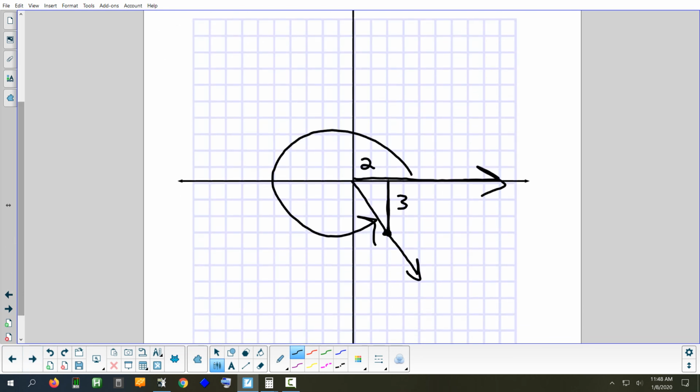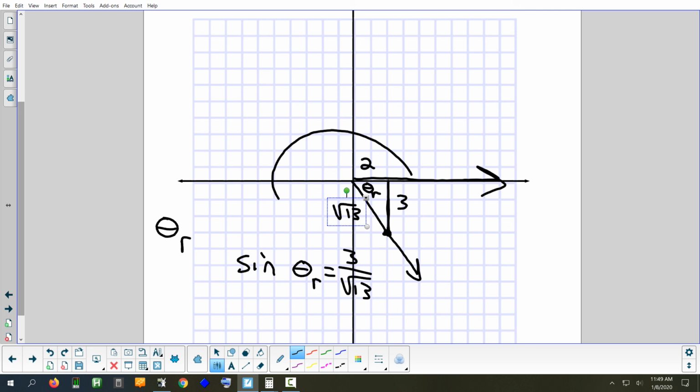So the hypotenuse, I need to erase this so I have some space. I think that came out to square root of 13. And I'm going to call that theta sub r. R stands for reference angle. Okay? So, the sine of my reference angle equals opposite over hypotenuse, 3 over square root of 13. It's exactly the same thing we did before. Now, if you look at that and you're like, wait, I didn't think we could leave square roots in the bottom, that's fine, because that's not a final answer.